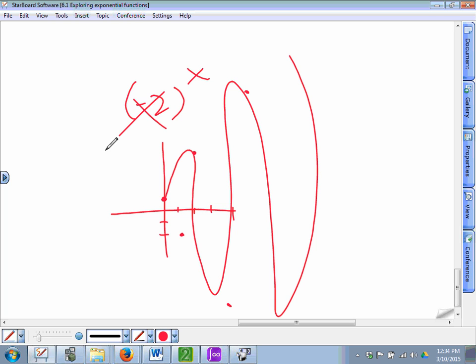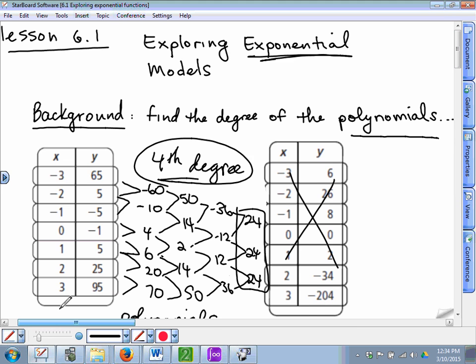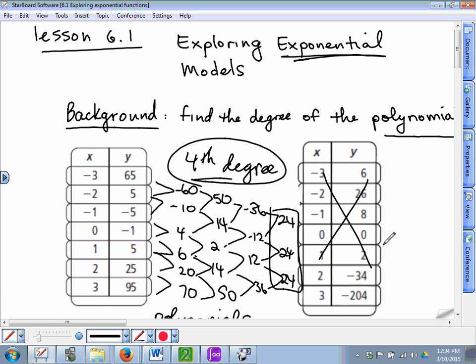I kind of got up there, but I missed a couple of dots. You guys get the point. Stand up for a second.